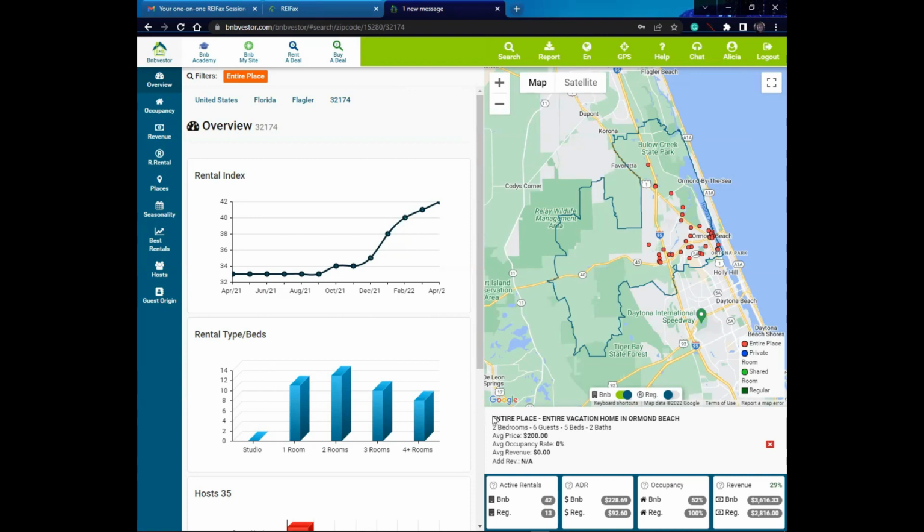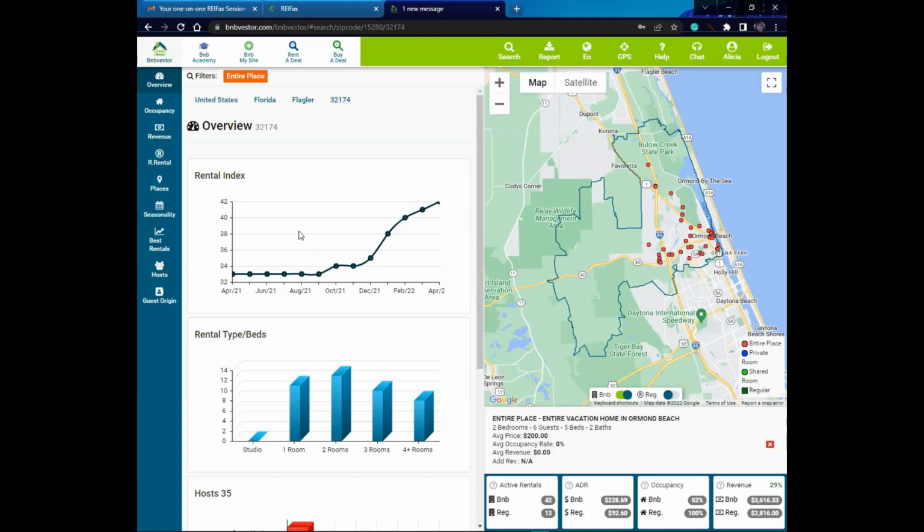However, this one, that's why it's labeled this way, entire place, that is, the entire property is being rented, the entire vacation home in Ormond Beach, 2 bedrooms. It's set up for 6 guests. It has 5 beds, 2 bathrooms, average price 200 per day. Average occupancy 0. This could be that it's new in Airbnb and that's why it doesn't have an average occupancy.